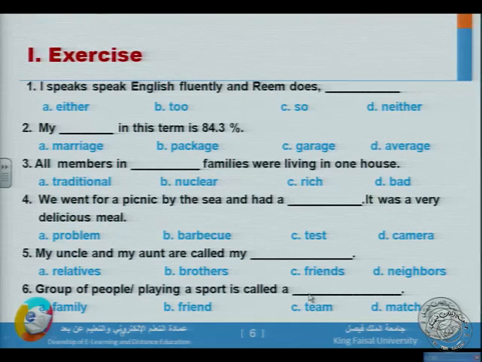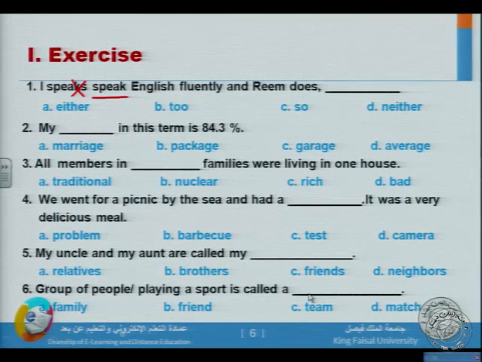Let us do the following exercise to understand the meanings of this vocabulary within the context, okay? First one, I speak English. Here speak is written twice, so just delete one of them. I speak, okay? Instead of speak, you can't say I speaks. It's wrong. He speaks. I speak English fluently and Reem does too.